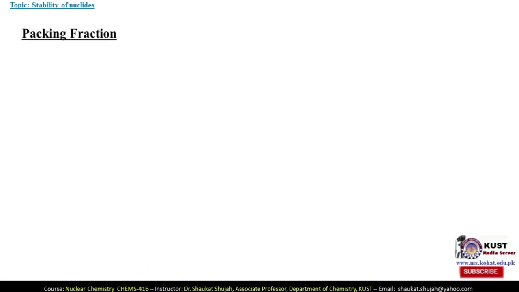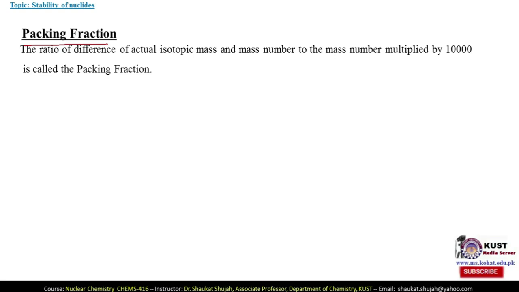Now let's see what is meant by this term packing fraction. This term was introduced by Aston, and he used it to compare the stability of various atoms. Packing fraction is the ratio of the difference of actual isotopic mass and mass number to the mass number, multiplied by 10,000.